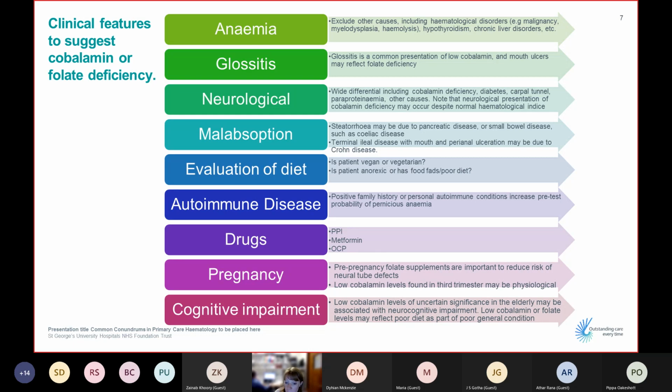Pregnancy. We know that pre-pregnancy folate supplements are important to reduce the risk of neural tube defects. And low B12 levels are found in the third trimester and are felt to be partly physiological. And cognitive impairment. Now, this is one of the things I wanted to highlight. Low B12 levels of uncertain significance in the elderly can be associated with cognitive impairment. So if you've got someone with low B12, always ask about any new memory problems. Conversely, if someone's coming to you with new memory problems, always think to check their B12.